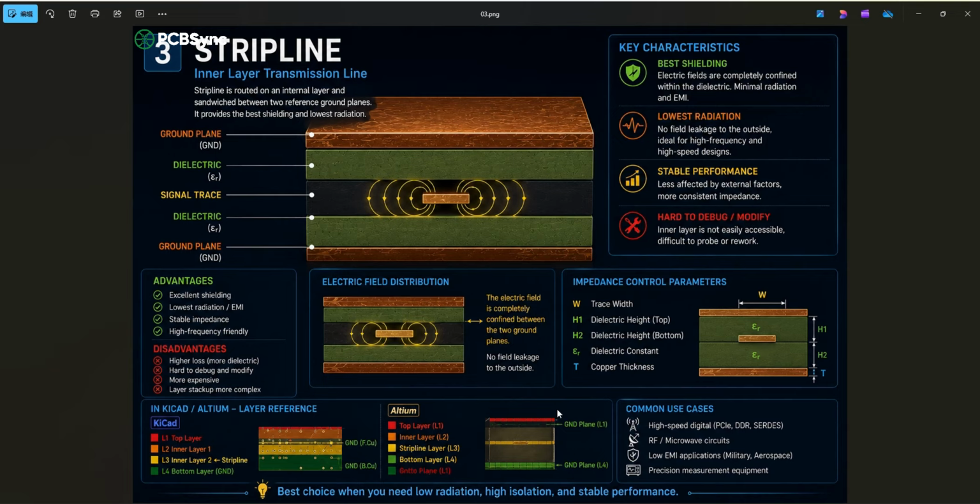Of course, the trade offs are obvious. It's not easy to debug, and once the board is made, it's almost impossible to modify. Plus, the layer count is higher. You can see that it's at least 4 layers or more for these PCBs. To sum it up simply, it's the most stable but the hardest to debug.